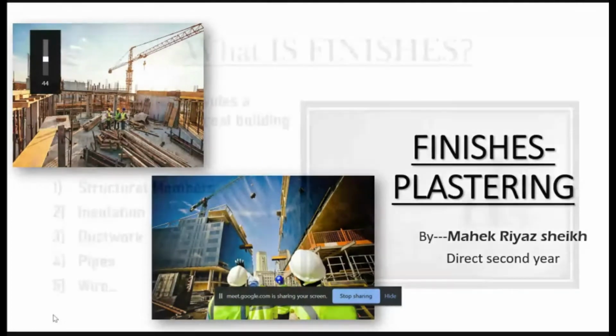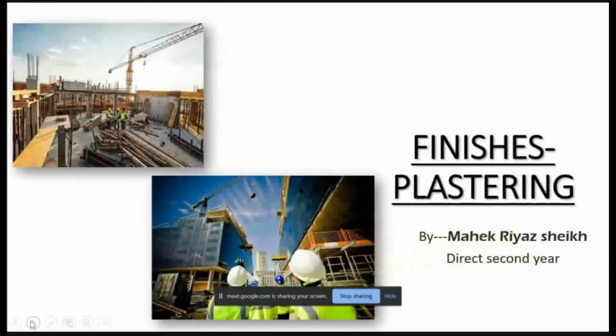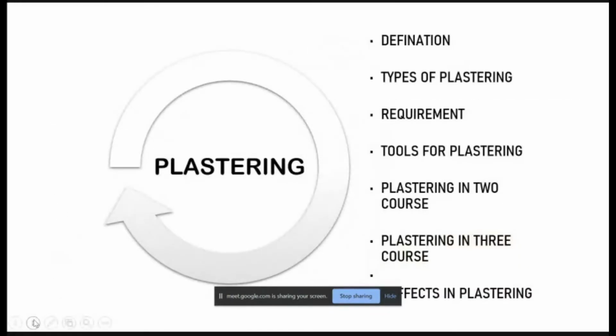So my topic is plastering from the topic finishing. Wall finish provides a decorative skin to conceal building components, including structural members, insulation, work, pipes, and wires. In this plastering topic, we'll cover the definition, types of plastering, requirements, tools for plastering, plastering in two coats, plastering in three coats, and defects in plastering.